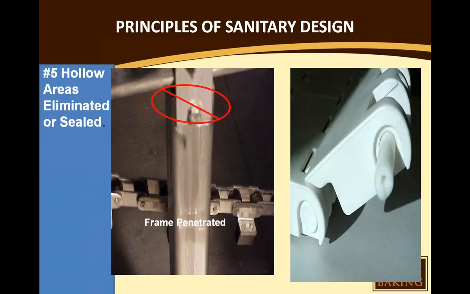The fifth principle: hollow areas eliminated or sealed. Hollow areas must be eliminated or permanently sealed, such as frames, whenever possible. Solid construction is preferred over hollow tubes, but if hollow tubes are of choice, then make sure that they're completely sealed. Sealing of electrical connections to prevent contaminant migration, and continuous welds, not attachments via drilled and tapped holes. And my history and experience has proven that press fits and shrink fits will typically fail over time.